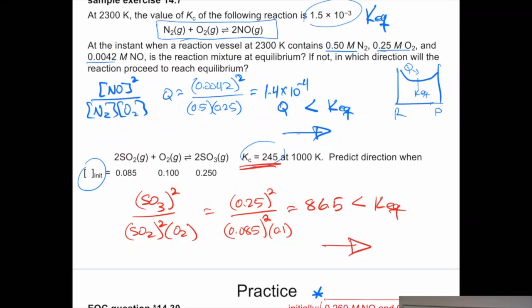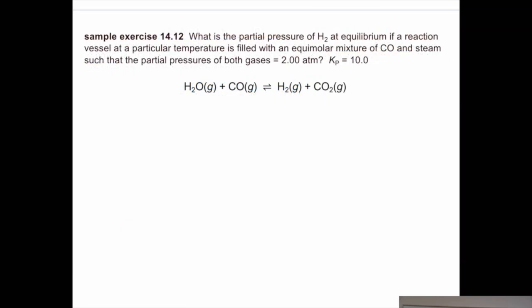So that's an example of a type of question where you don't need to solve every single bit of it from the very beginning to the very end. Let's see what you make of this one. Let me give you a little bit of help, just so you don't make any mistakes. To interpret this, you're starting with 2 atmospheres of these and nothing of the product. Set it up like this.